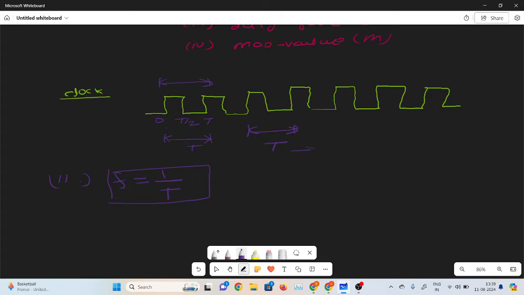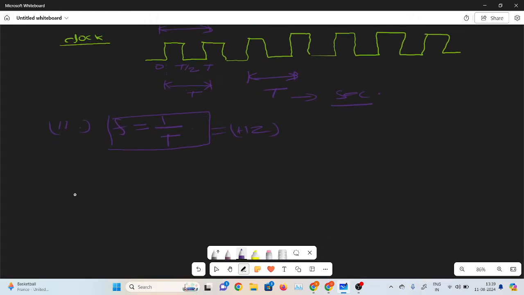The SI unit of time period is the second, as you already know. So for frequency, that is 1 by second, so its unit is hertz. So frequency is measured in hertz. And the third thing is the duty cycle.